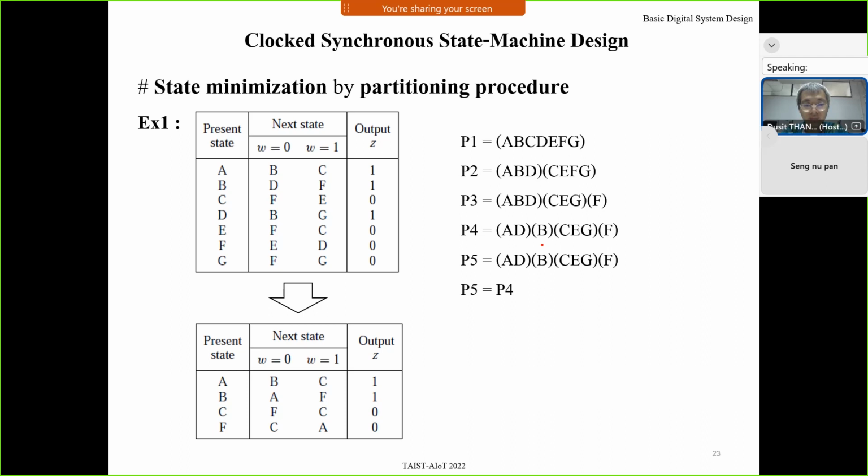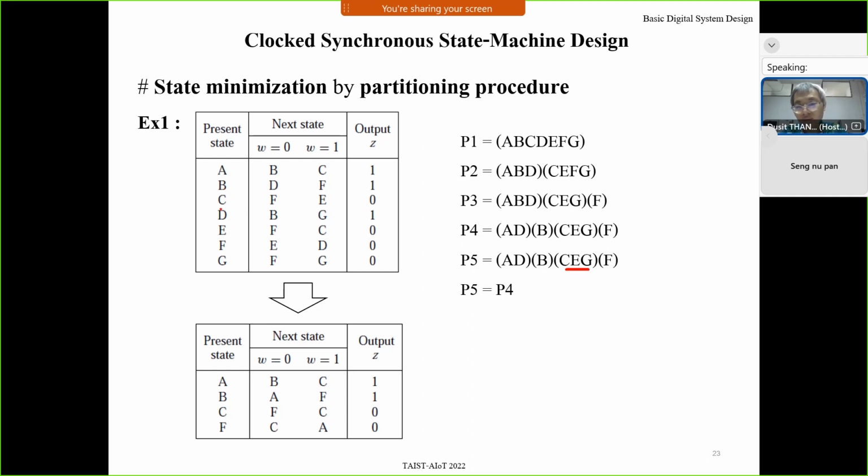Okay. After that, if you consider AD, next state is B, next state is CG. CG in the same group, right? It's possible to be equivalent, okay? And same output, okay? It's possible to be equivalent, okay? And B only one is okay.